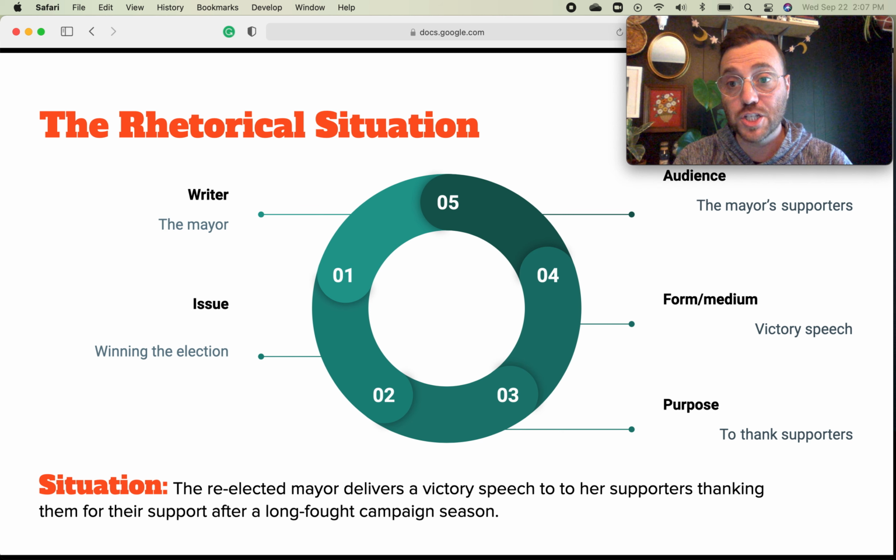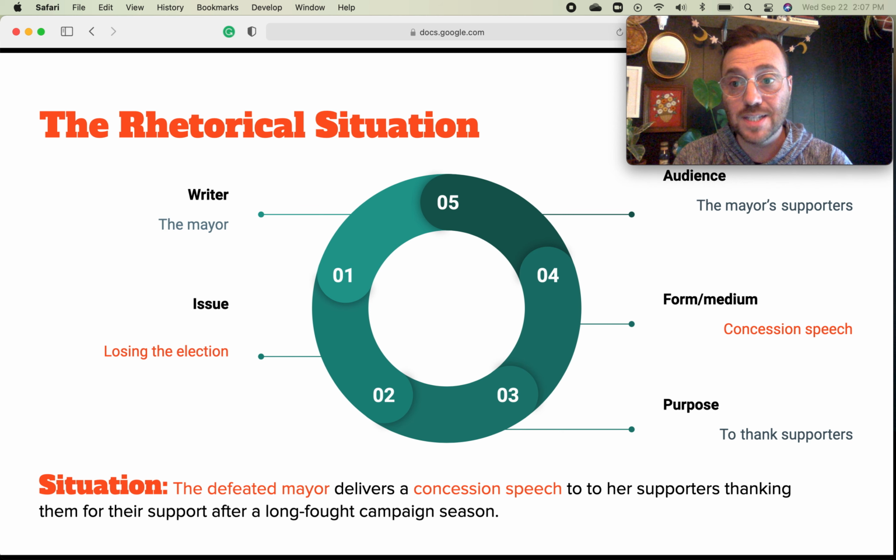However, if we simply change one factor inside of this situation, let's pay attention to what changes and what stays the same. So imagine instead of winning this election, this mayor is defeated. So in this case, the writer remains the same. It's still the same mayor. However, the issue has shifted. Instead of winning the election, they have now lost the election.